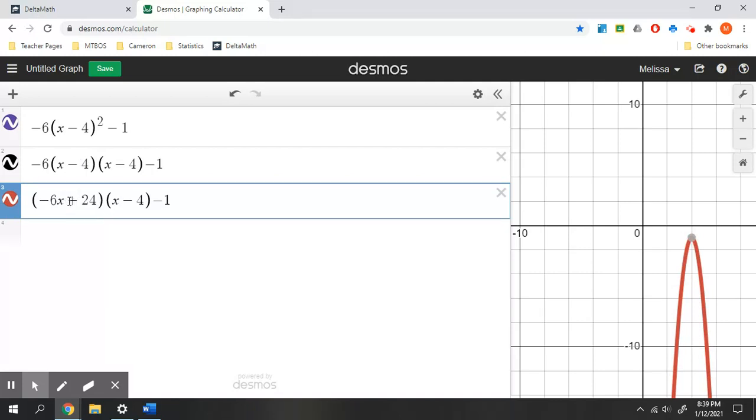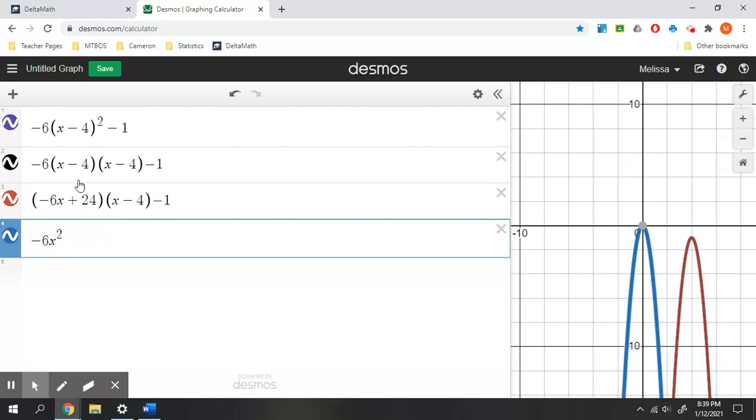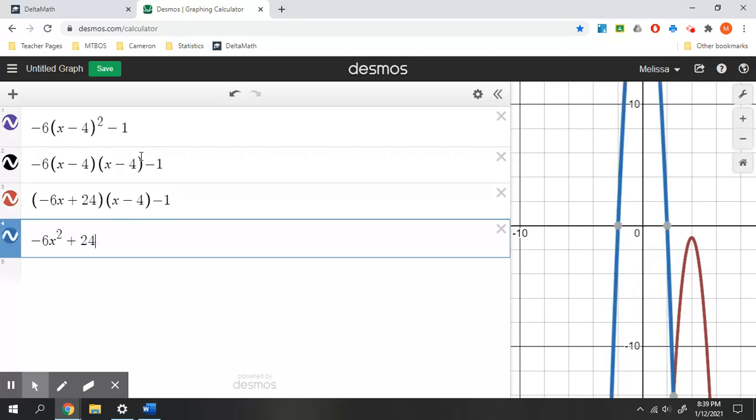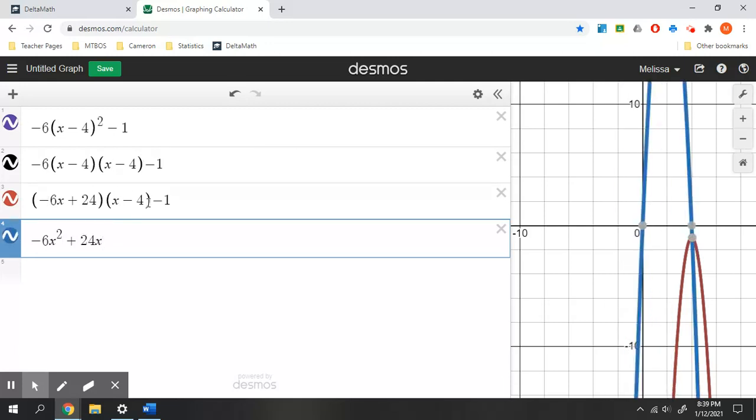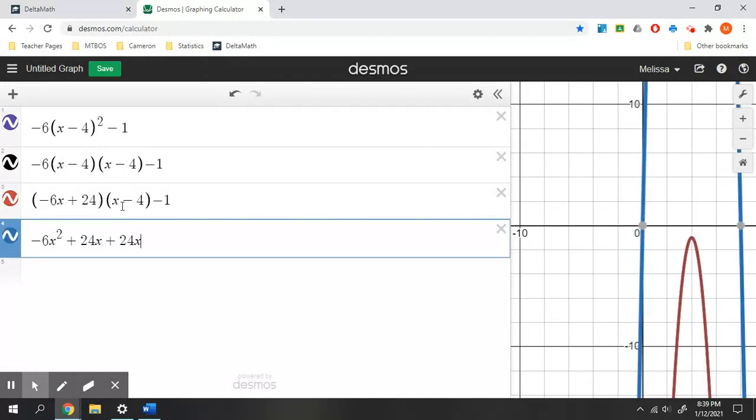So what I have now is negative 6x times x, that is negative 6x squared. I have negative 6x times negative 4. Well, that would be positive 24x, and negative times negative is a positive. Over here, I have 24 times x is 24x. And then finally, 24 times negative 4, that would be negative 96. And I still have my minus 1.